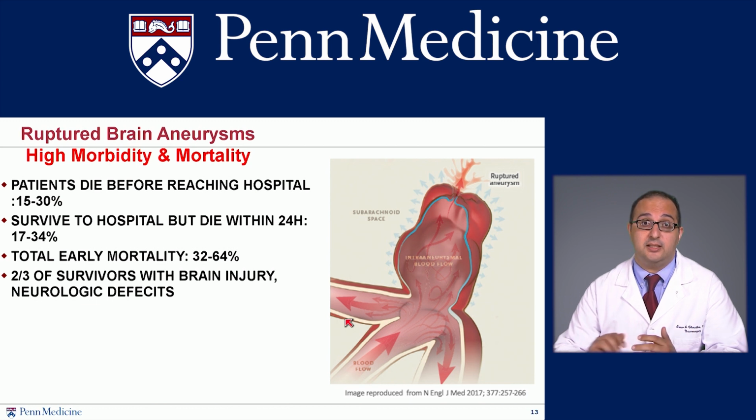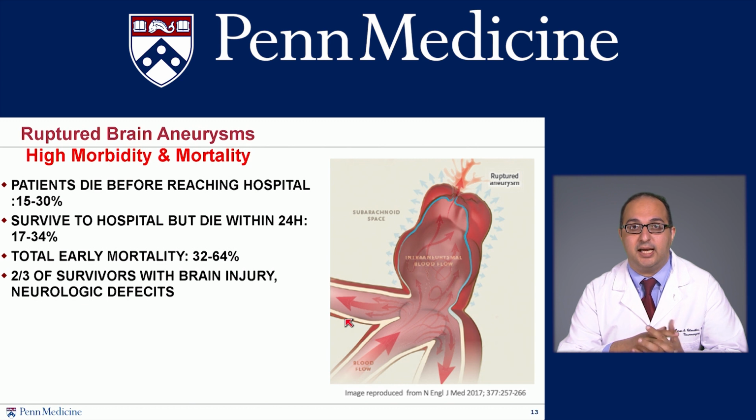So as you can see, like I alluded before, almost 15 to 30% of patients die before they reach the hospital, and 17 to 30% survive to the hospital, but they die within 24 hours. So the total early mortality of a ruptured brain aneurysm is up to 60%. And as I mentioned in the prior slide, there's a large number of survivors who are left with brain injury and are not able to go back to their jobs or function the same way.